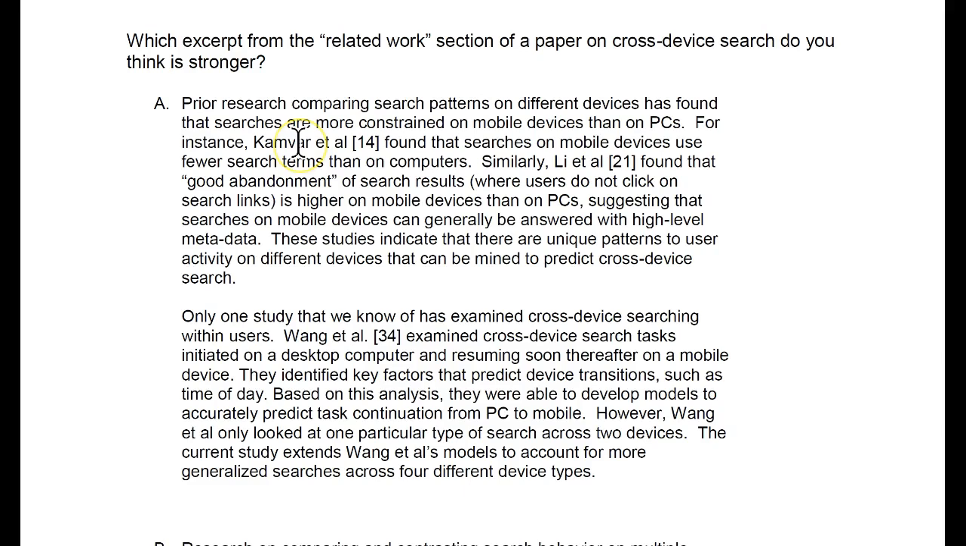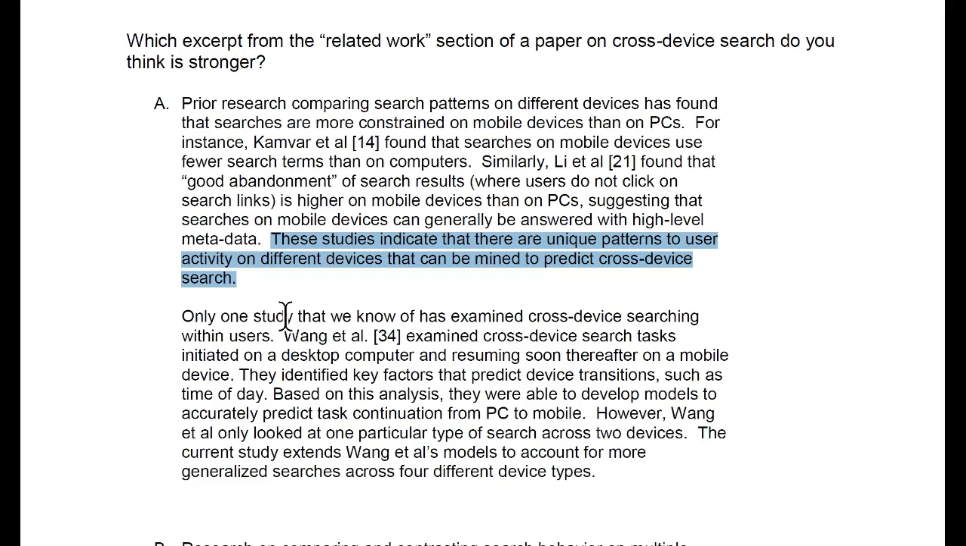So prior research comparing search patterns has found searches are more constrained on mobile devices than PCs. Then the first study is characterized as an example of that. The second study is another example. And we end here by grouping these studies together. These studies indicate that there are unique patterns on different devices. Then they move to only one study. So this is an example of the writer slowing down.